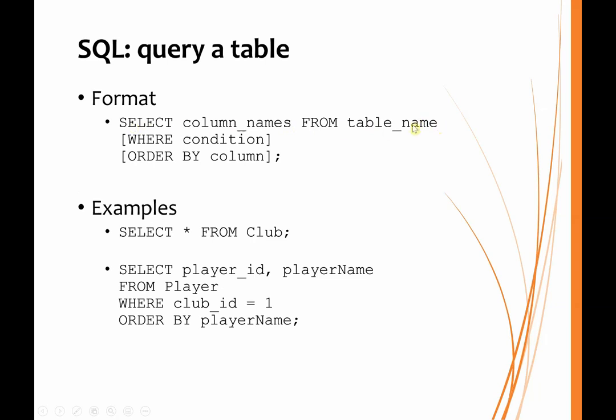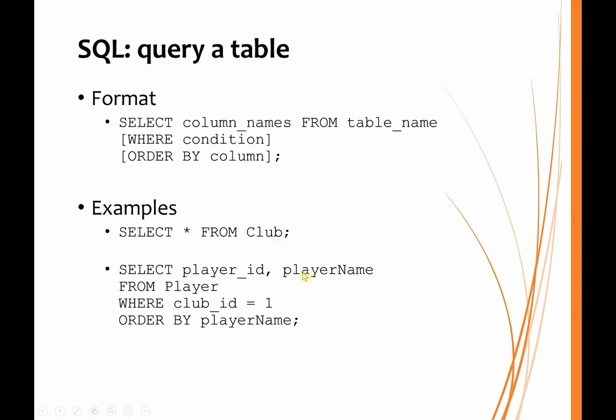Now if we leave it just at that, like we do here, select star, that means every single column from club. That will return every single column from every single row in the table club. If we specify a where condition, then that will limit the returned values to be only those rows that match that condition.